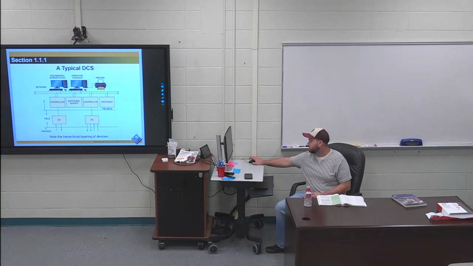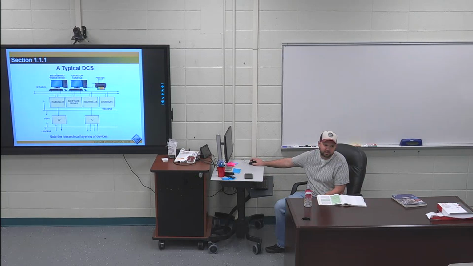So what I mean by hierarchical, all the way at the bottom, we have our inputs and our outputs, where we have our processes. So this would be all of our detectors, ultrasonic level detectors, differential pressure meters, stuff like that. This is all our hardware right here. Above that, we have our inputs, outputs, going to the different controllers. So you have your controller, software, controller, historian all on the same level. And then you have your operator console, that's what your operators are going to use inside your plants. And then your engineering workstation, that's where you can go in and change code and stuff like that. But there's a hierarchy in all of this, it starts from the bottom and works its way up.